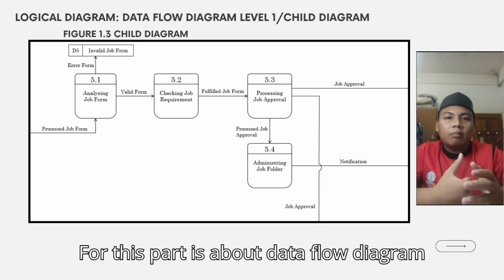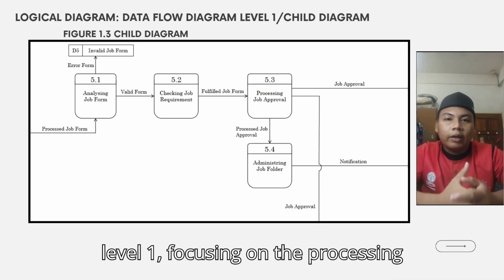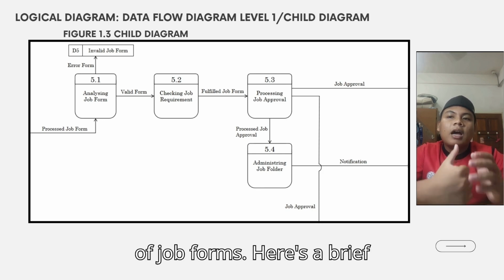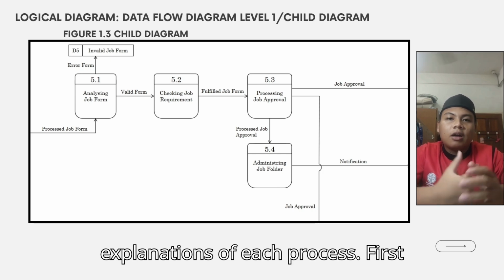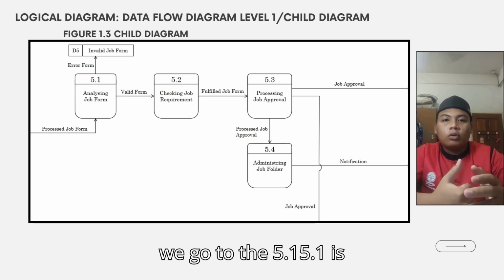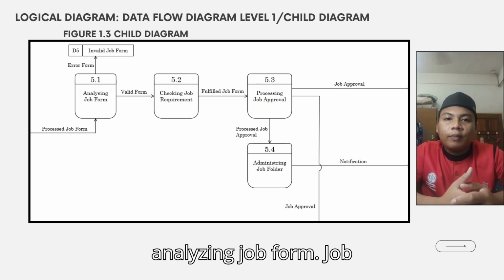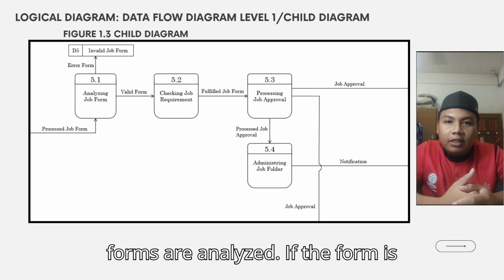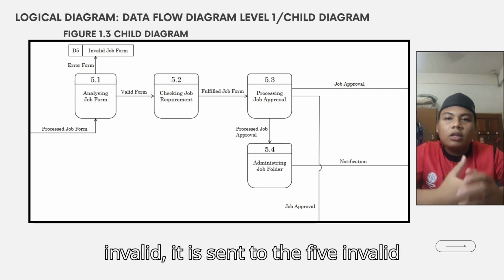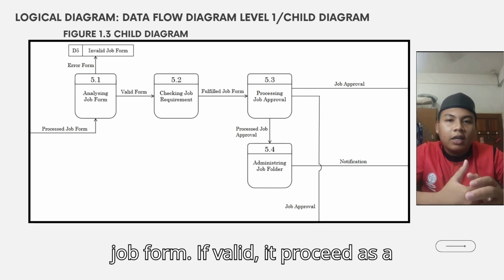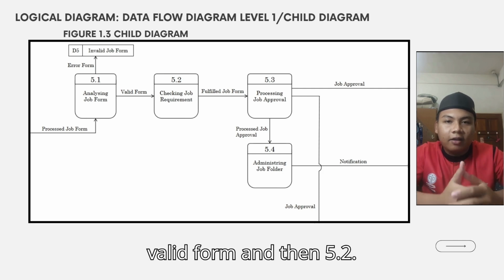This part is about data flow diagram level 1, focusing on the processing of job forms. Here's a brief explanation of each process. First, 5.1 is analyzing job form. Job forms are analyzed. If the form is invalid, it is sent to the invalid job form. If valid, it proceeds as a valid form.